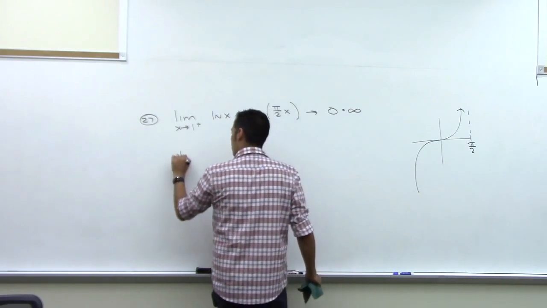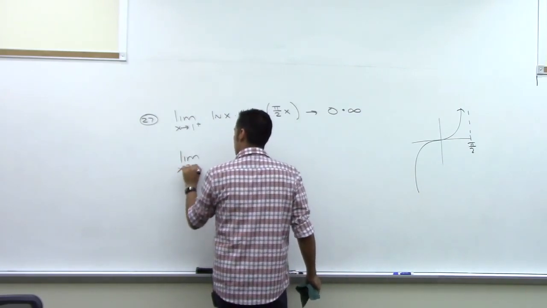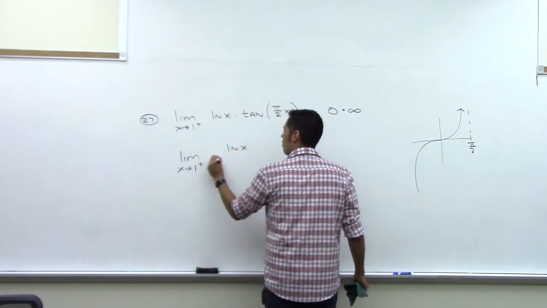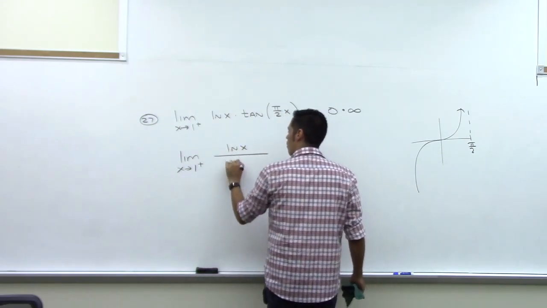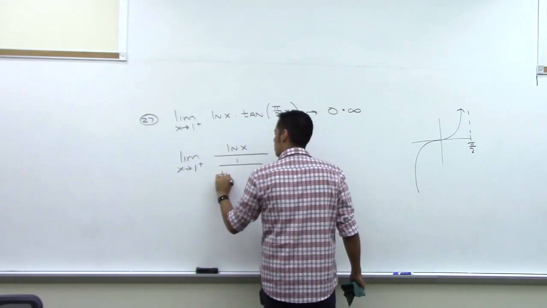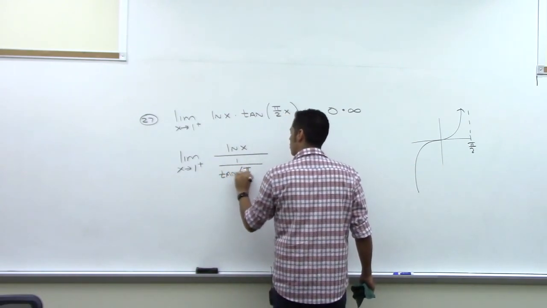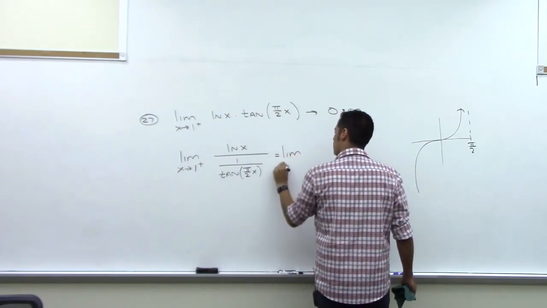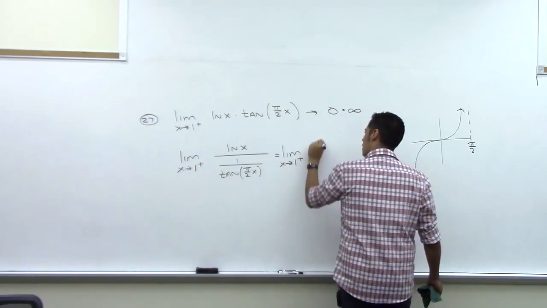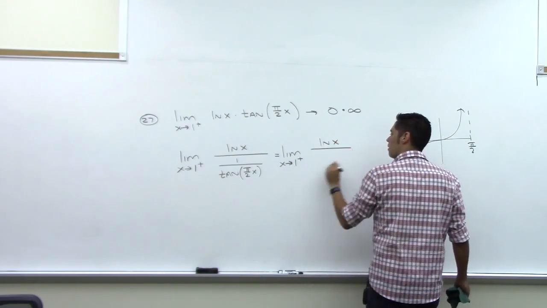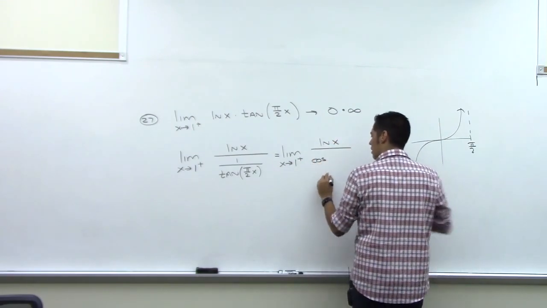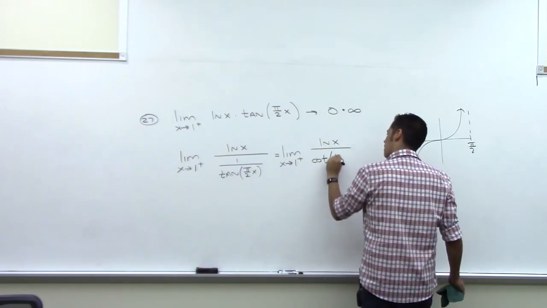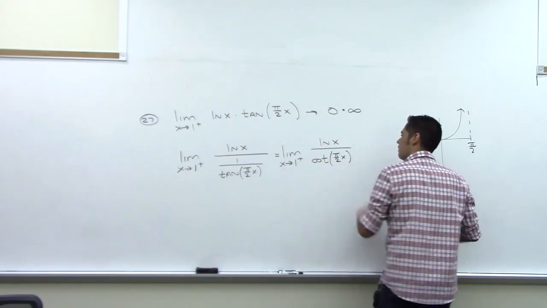I'm going to leave the natural log upstairs. Not doing any L'Hopital. I'm just rewriting. Natural log x over 1 over tangent pi over 2x, which is the same as the limit as x approaches 1 from the right of natural log x over cotangent, not cosine, I wish, cotangent of pi over 2x.